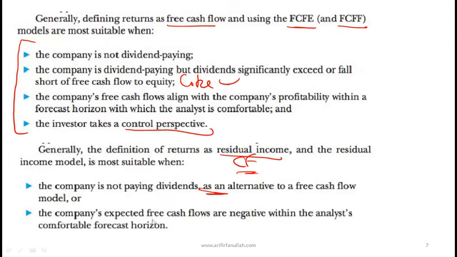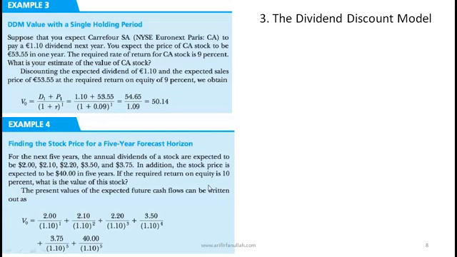The company's expected free cash flows are negative within your analyst's comfortable forecast horizon. So we were having a discussion earlier about how do you come up with a price for a company with negative cash flows in the foreseeable future. So the answer is one option is to use the residual income model. A full reading on this coming up.